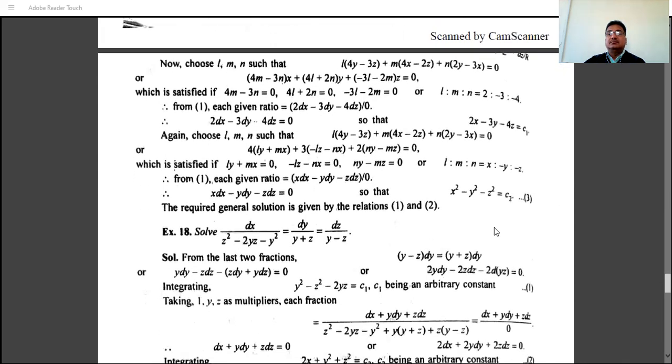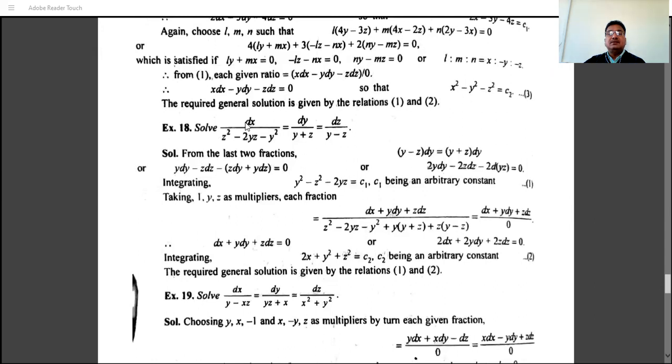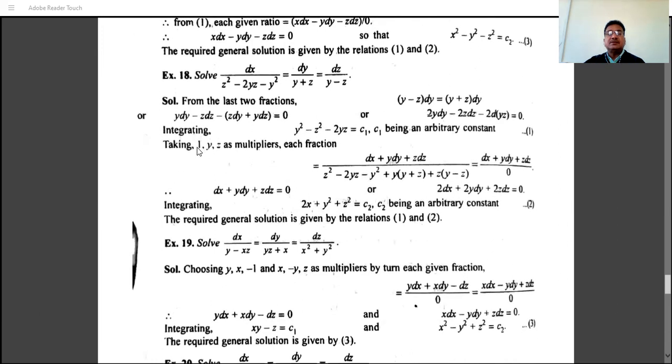Then solve this example. From the last two fractions, we have this answer. And choose multipliers 1, y and z. We have the answer 2x plus y square plus z square is equal to c2.